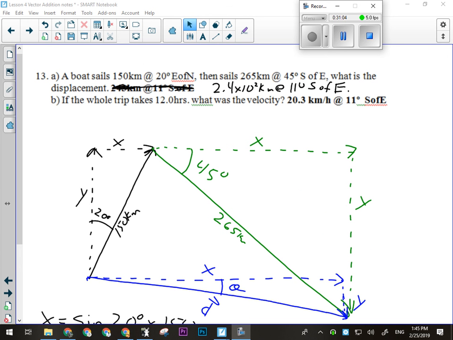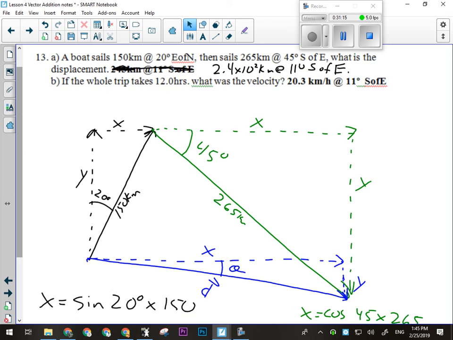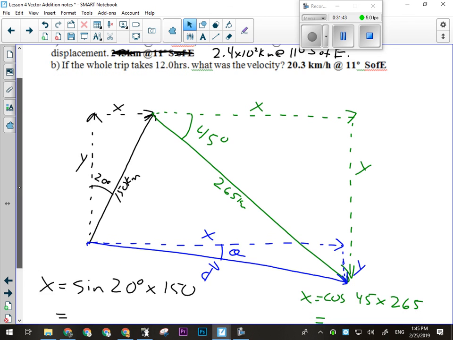So let's have a look at what the calculations here are going to look like. For my black triangle here, my horizontal component, or the easterly part of the trip, is going to be the opposite side of my triangle. So for that, I'm going to use the sine of 20, which is my angle, times 150, which is my hypotenuse. Then for y, it's the adjacent side, so it'll be the cos of 20 times 150. For my green triangle, the horizontal component is the adjacent side, so cos of 45 times 265. Here's where you luck out. With a 45-degree angle, x and y are equal. You only have to do one calculation because the two sides end up the same. So you can save yourself a little time there.